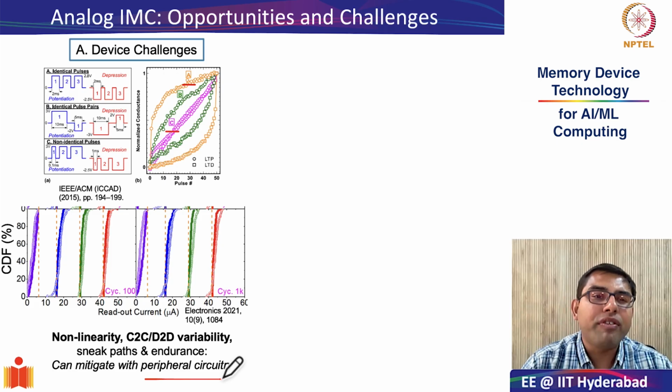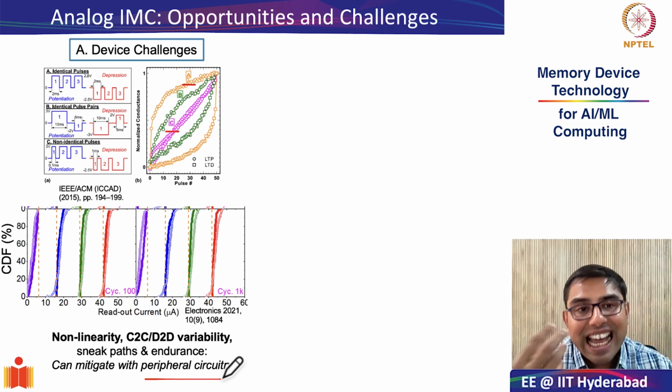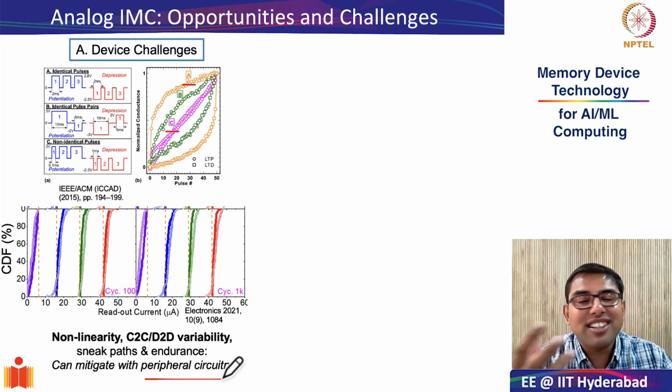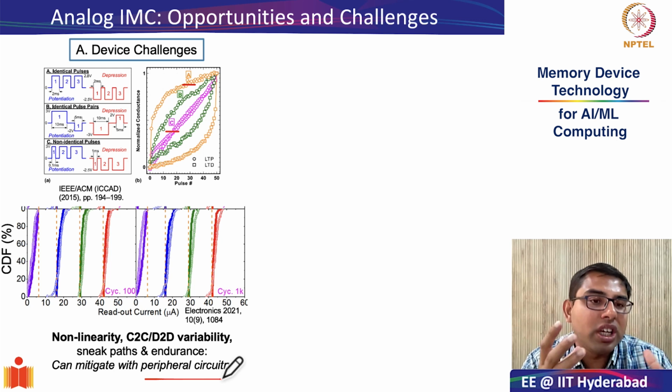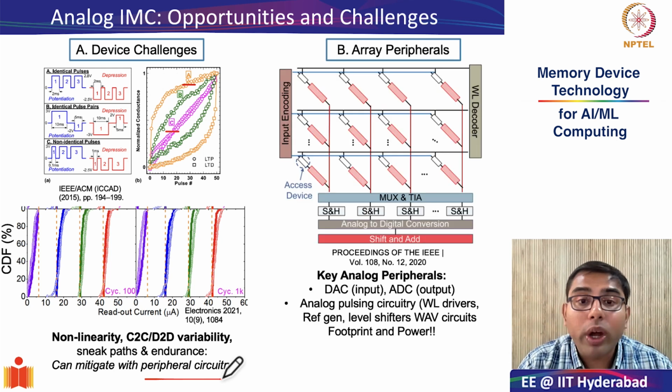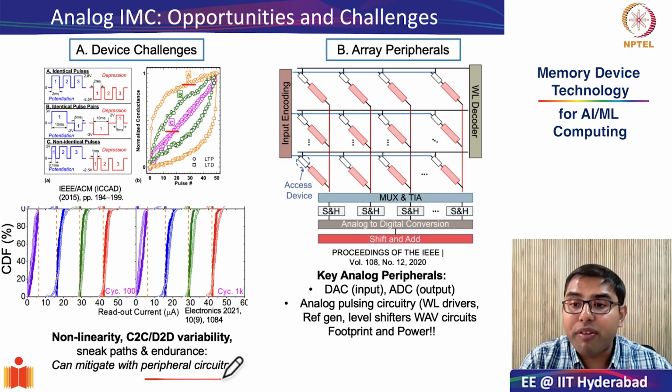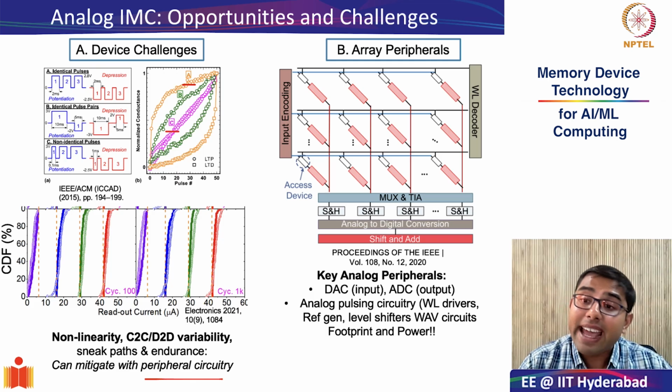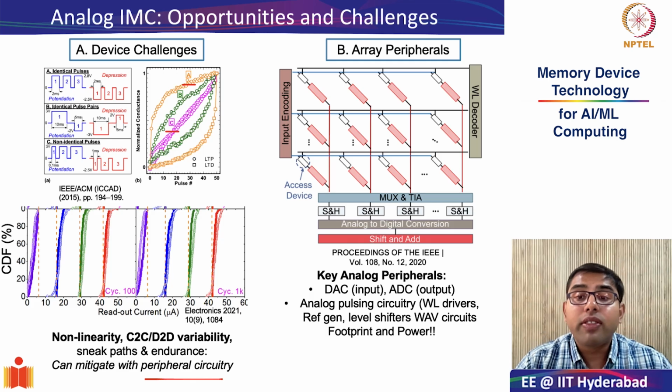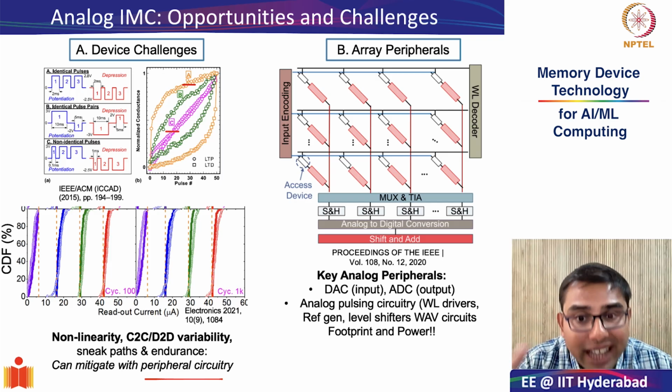So now that we have quickly touched upon the challenges at the device level, which are the same as any problems in eNVMs, let's look at the challenges at the peripherals, or the array peripherals. This is because a significant portion of the complexity, and as we will see, the energy cost, actually comes from the peripheral circuitry that surrounds this analog memory array. So let's break this down.